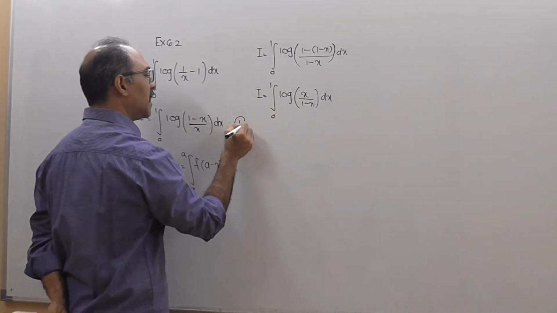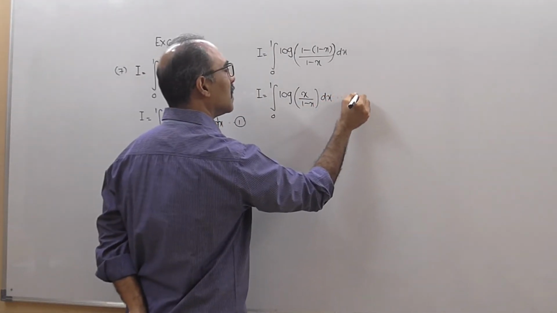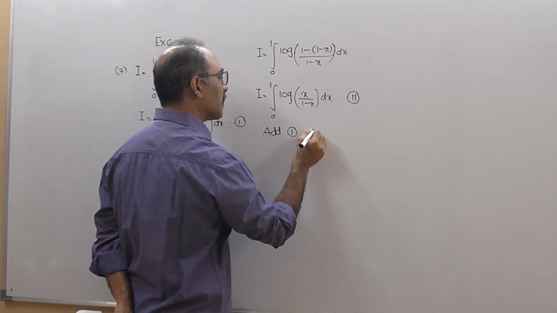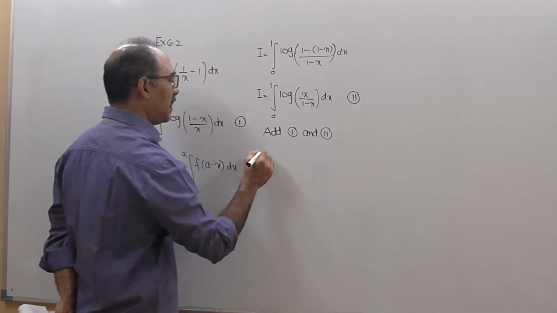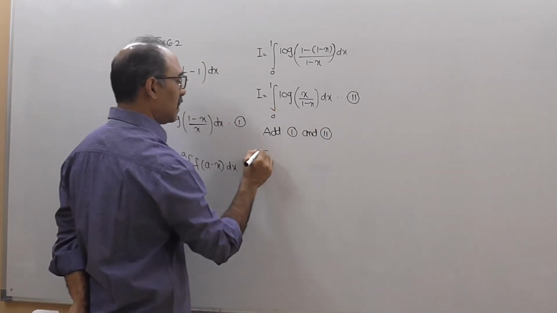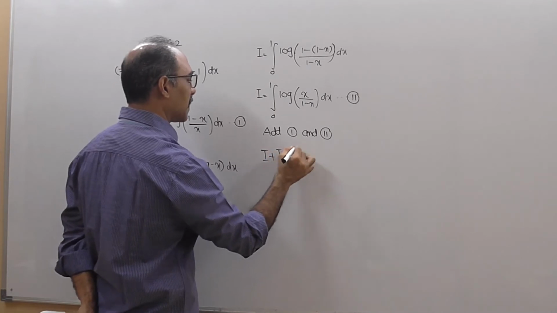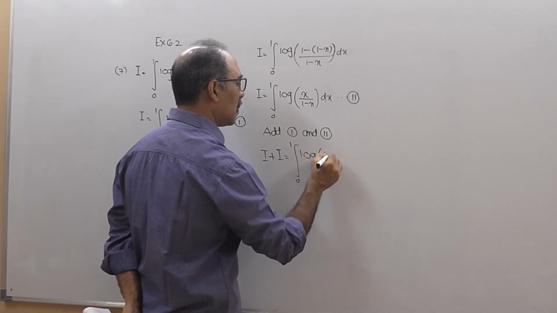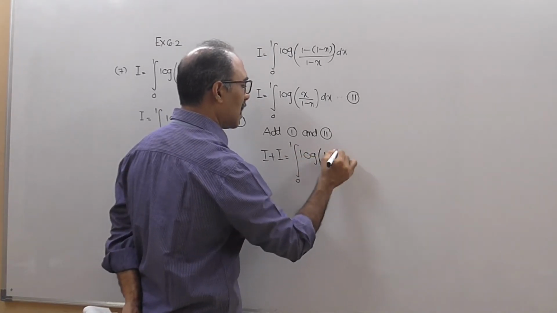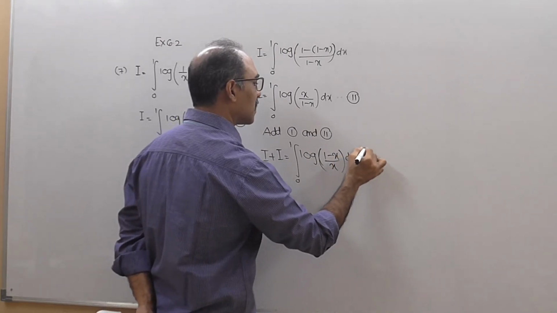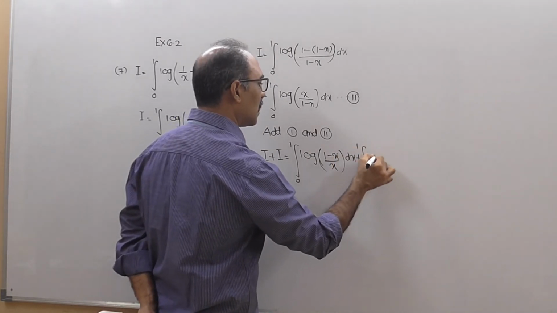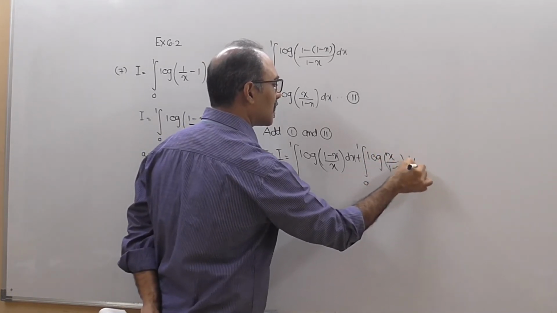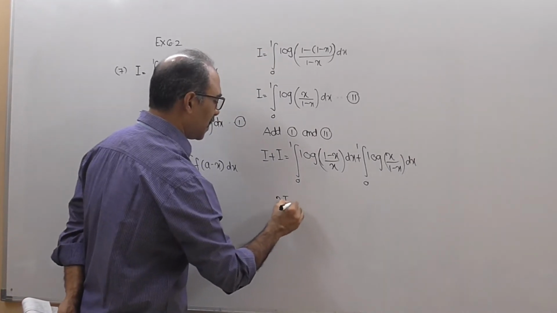So what we will do is, we will take this as 1 and this as 2. Then we will add 1 and 2. Add 1 and 2 means adding this and this. So you get I plus I equals integration 0 to 1 log of 1 minus x upon x dx plus integration 0 to 1. What is 2? x upon 1 minus x dx. So I plus I will become 2I.